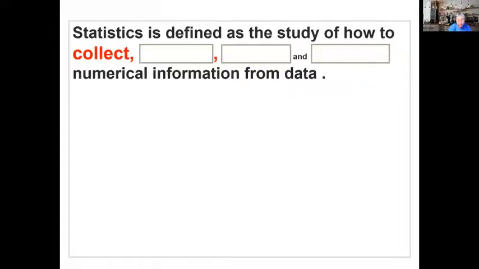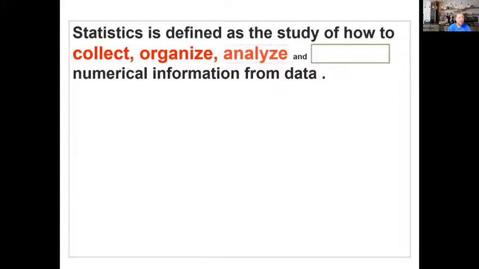First you need to collect data. Then you organize the obtained data in certain ways. Then you analyze the result. And from the result, you interpret it and conclude what information you can have based on your whole statistics study, okay?